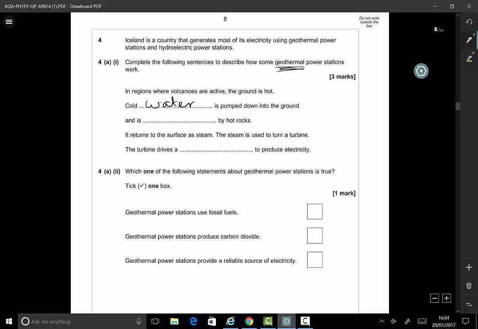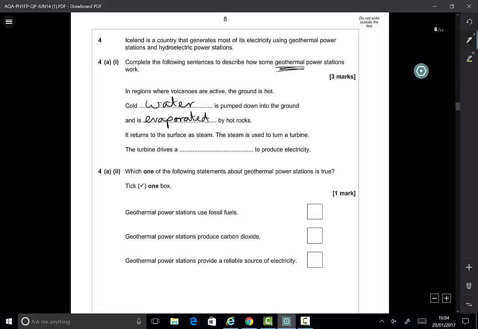What are these hot rocks going to be doing to the water to turn it into steam? At a basic answer, I would say heated. Evaporated is probably also acceptable because the process that turns water into steam is evaporation. If I wanted to hedge my bets and make sure I was on for this mark, I'd say evaporated.